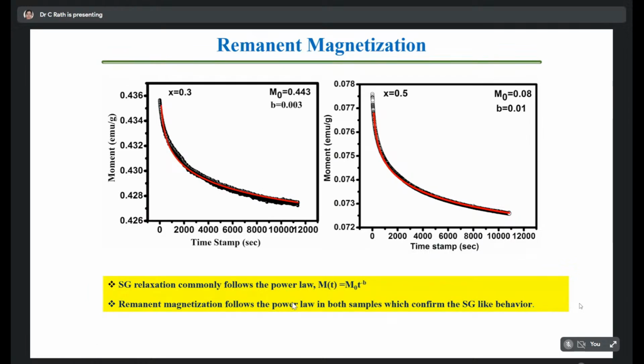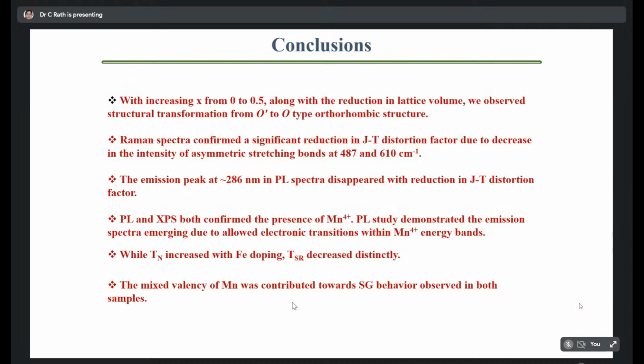So up to 0.5, we observed that all the samples show spin glass behavior, and TN increases with increase in iron concentration, and there is a transformation from O prime to O type orthorhombic structure. All these features are well confirmed by complementary techniques. Like with XRD, we have taken Raman, photoluminescence, and XPS. Then we did all these magnetic measurements to confirm the spin glass behavior through different techniques. So this is the conclusion.